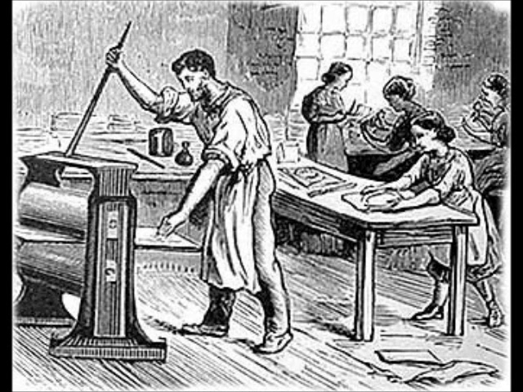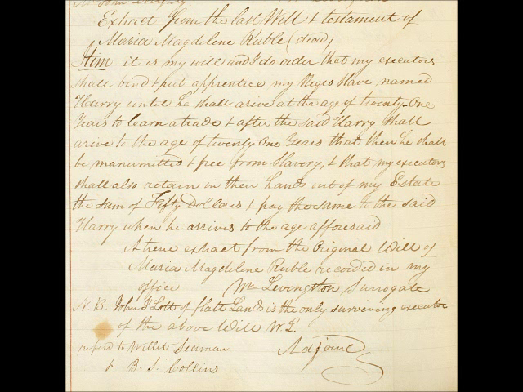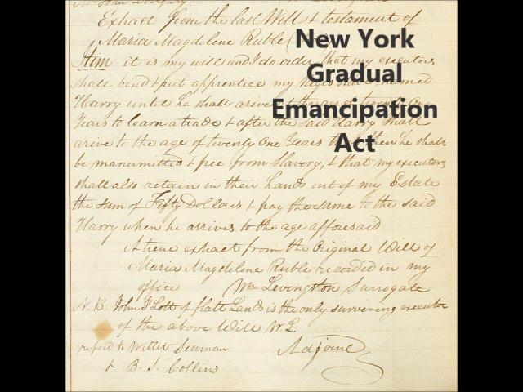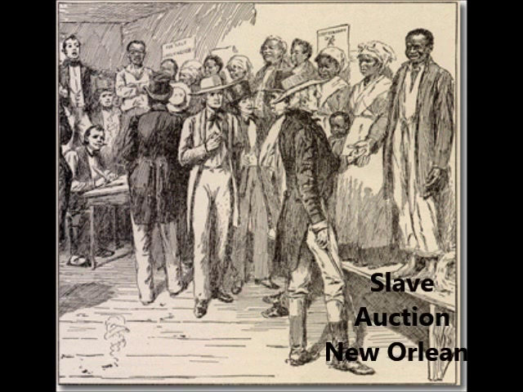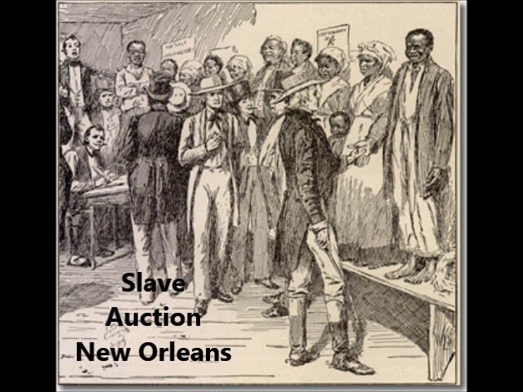As the century progressed, most northern states had enacted policies that allowed for the gradual emancipation of slaves, while the South had no such plans, thus escalating regional tensions and heightening the divide between the North and the South.